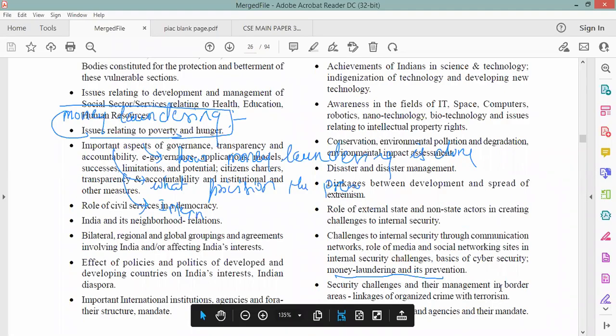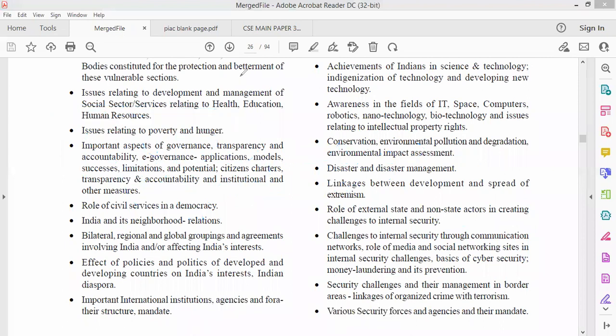security challenges and the management in border security. The border, so this is related to your external securities. Okay, means those who are fencing our borders, our jawans, how they are tackling the external security with technology, how technology has played an important role, how security challenges and the management in border areas is done, and how they are related to organized crime.